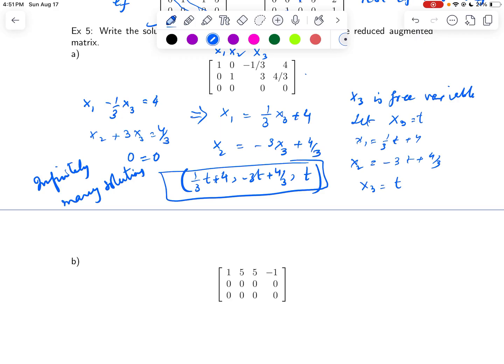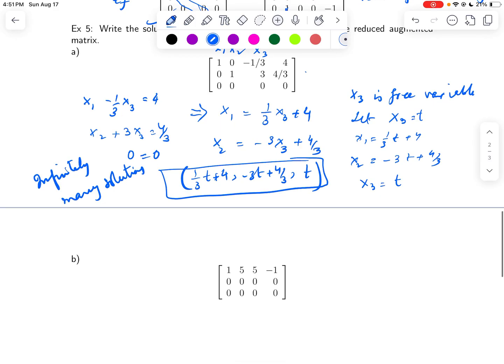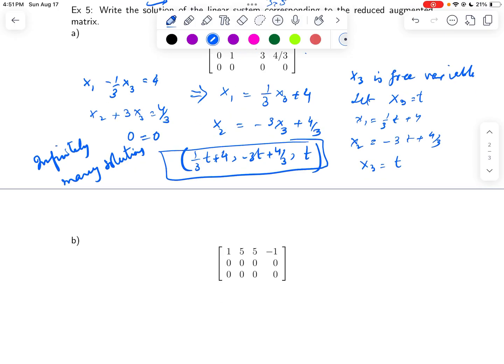Okay, looking at the next example. So again, we have a matrix of size 3 by 4. There are 3 variables. I write my equations. First equation is x1 plus 5x2 plus 5x3 equals -1, and that's it. I don't have a second or a third equation. I mean, they both give me 0 equals 0.